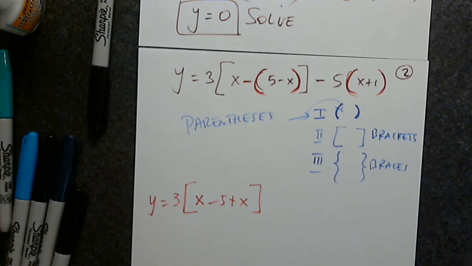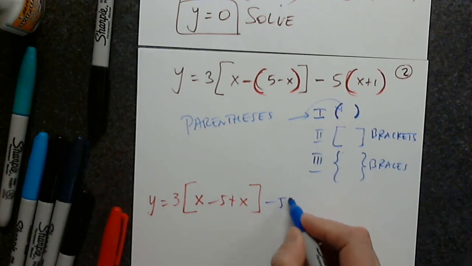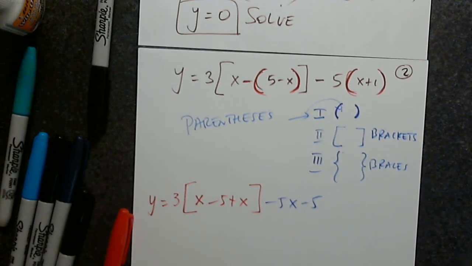Okay, in the same way, I will eliminate the second set of parentheses by distributing -5 this time and getting -5x and -5. Would you agree so far? So I have to distribute -5 to x and -5 to +1, and this is what I get.